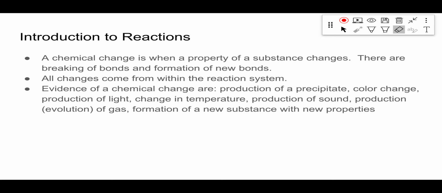Sometimes AP questions will call this the evolution of a gas. Going back to my example, if you add vinegar and baking soda, they produce carbon dioxide, and that is going to be something that was new that wasn't there before. You have to be careful with the production of gas because boiling is changing it over into a gas, but that is not a new substance.